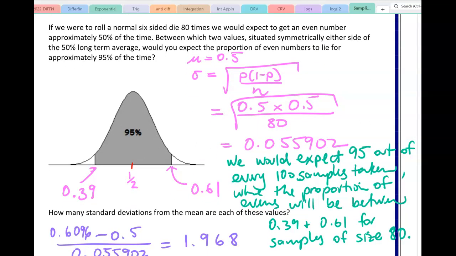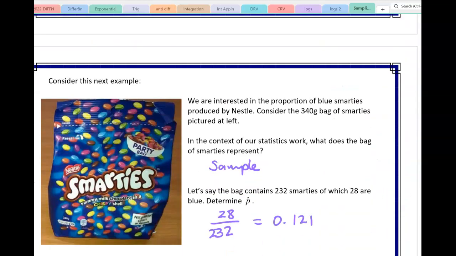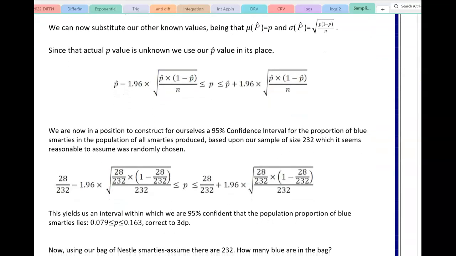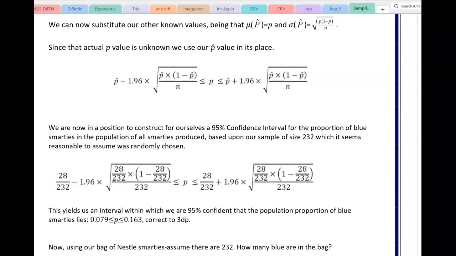The higher the level of confidence, the wider the interval, so that you've got more chance of capturing the population proportion in your interval. Like I said, we focused on the 95% level, but you could get any percentage. 95, 99 and 90 are the three most common.